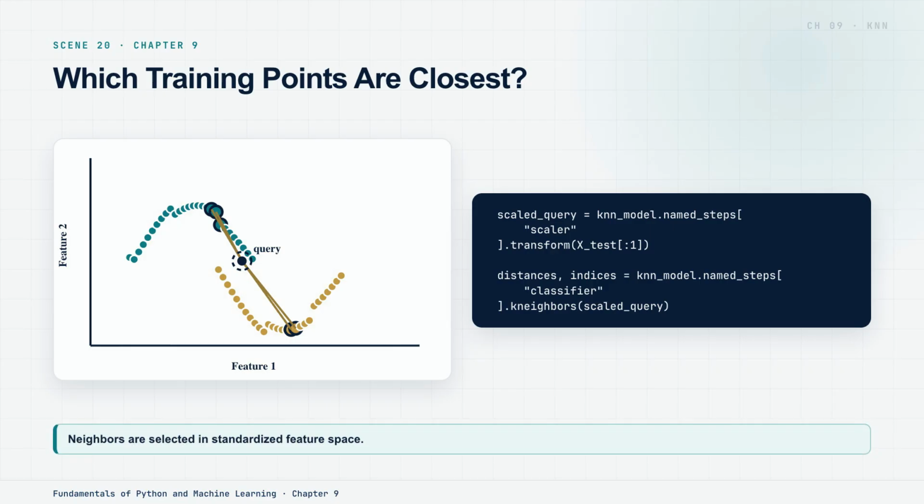Scikit-learn allows us to inspect the neighbors used for a query. First, the query must be transformed with the same scaler learned from the training data. Then the classifier's neighbors method returns the distances and training set indices of the nearest observations. This can help us understand an individual prediction. However, the nearest points are determined in the standardized feature space, not directly from the original on-scale coordinates. Interpretation should always consider the preprocessing applied by the pipeline.